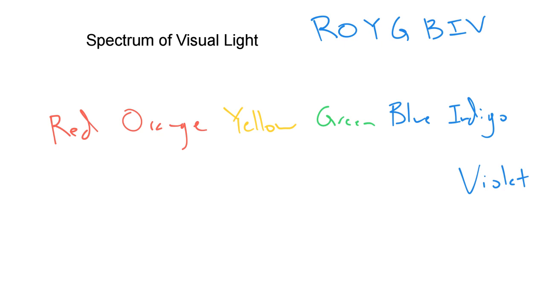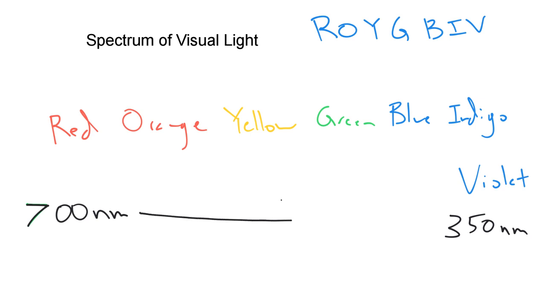And I want you to know the relative starting and stopping points of this. Red light is at roughly, let's write it in black, 700 nanometers. And violet light is about 350 nanometers is where we stop being able to detect it. So if you know that range there, you can estimate pretty well what the different colors might be.